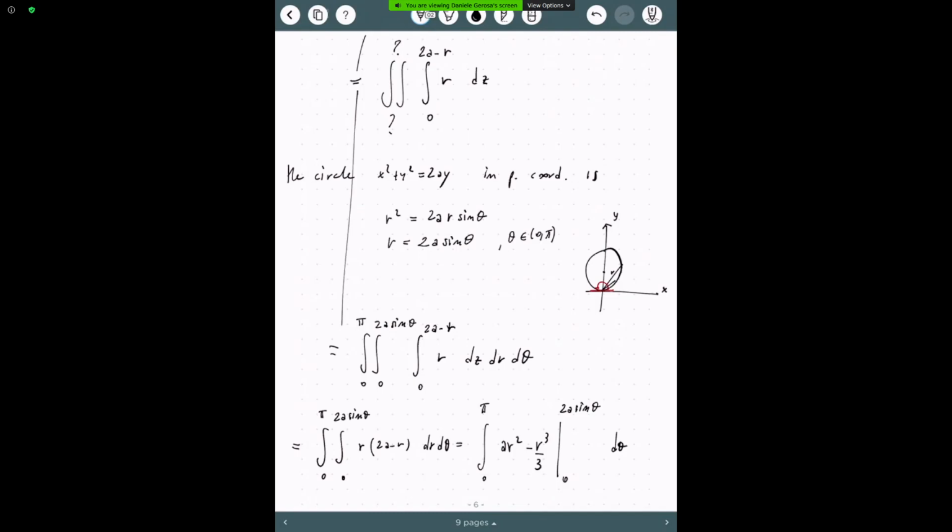You get r squared equal to 2a r sine theta, and you divide by r, which is assumingly strictly positive. And you get that r is equal to 2a sine theta. That's a perfect parametrization for r, essentially. This circle is parametrized in this case by one parameter only, because you have theta. If you want, you also have r, but r depends on theta too.